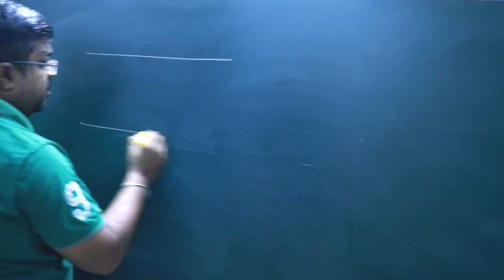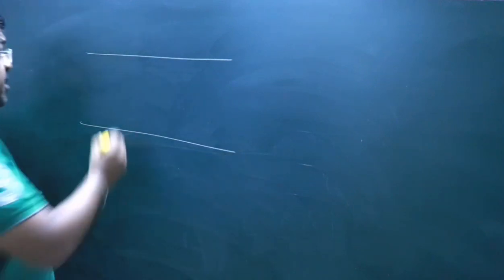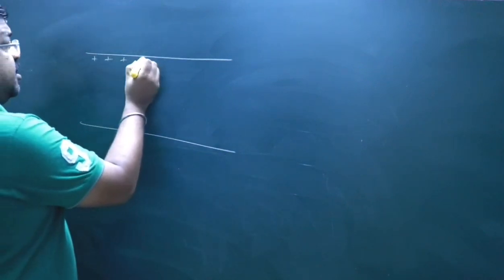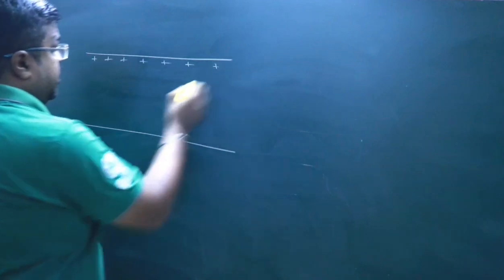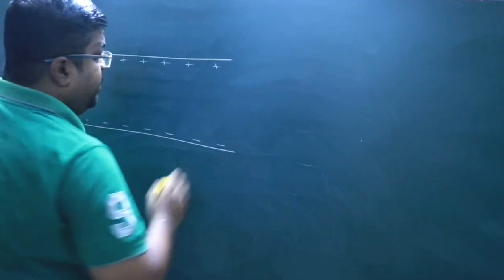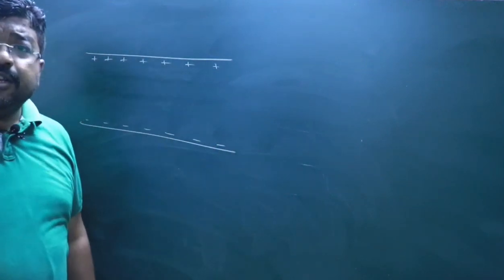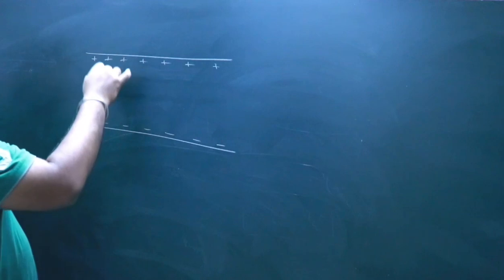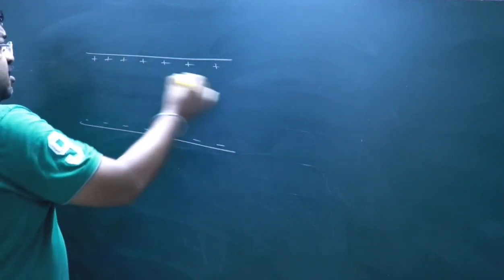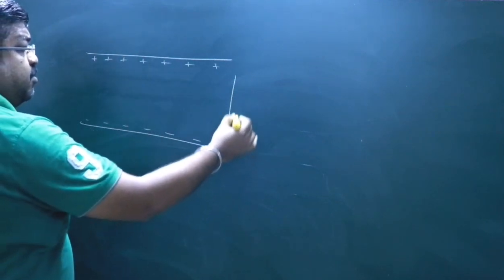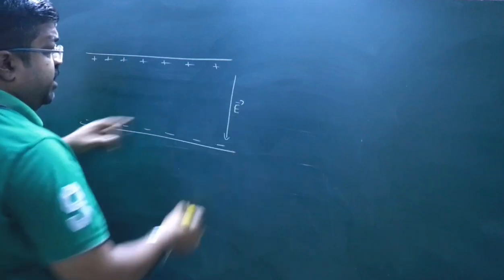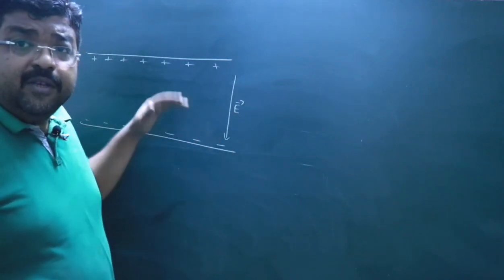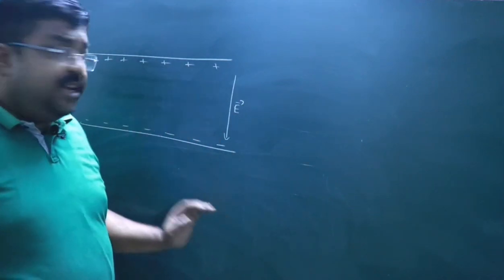Again, let us have two plates. This plate is positively charged and this plate has an equal amount of negative charge, such that again we have the uniform electric field in the region between the two plates. This electric field is directed in the downward direction. I am marking the electric field at this particular point, and it is directed from the positive plate to the negative plate.